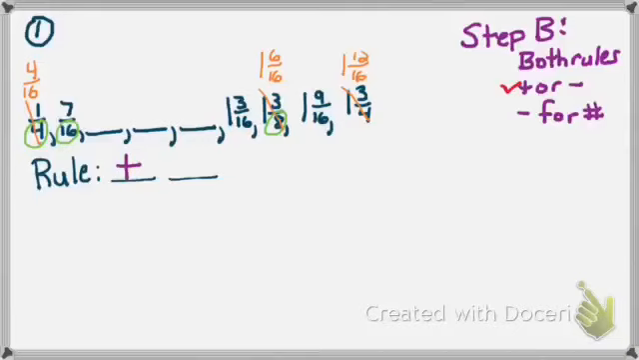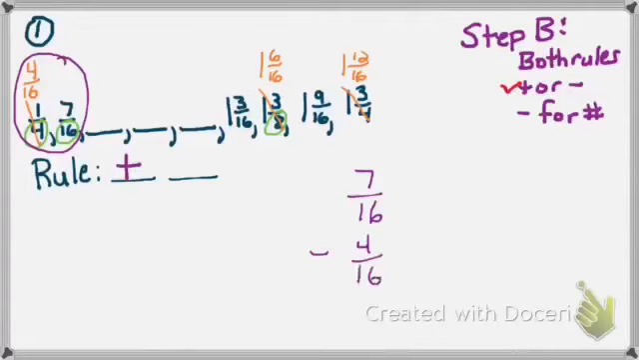Now it says I need to subtract to find the number. Remember, to do that, I take any 2 numbers that are next to each other, and it's always going to be subtract the larger one on top minus the smaller one. I'm going to take these 2 numbers right here since they're next to each other. So 7/16 is larger. I'll do 7/16 minus 4/16. Well, the denominators are already the same, which means they stay the same. And 7 minus 4 equals 3. So the rule will be plus 3/16. And I'll write that right in.